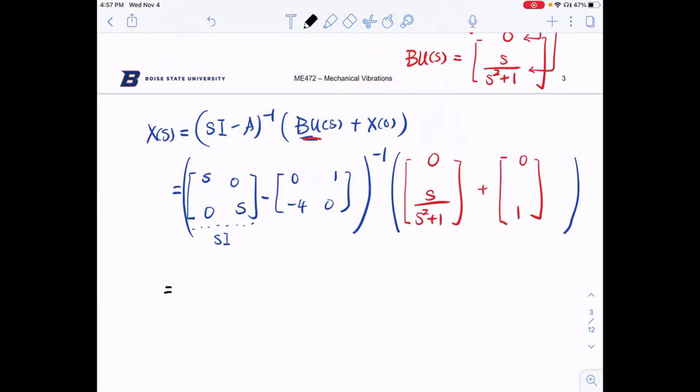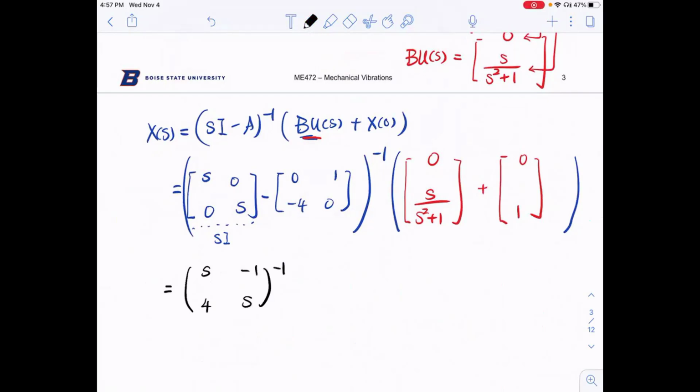So what you need to do is just merge all these terms. When you do the summation or subtraction, you need to find the difference for each entity. So s minus 0 is s, 0 minus 1 is minus 1, 0 minus minus 4 is positive 4, and then s. You have to invert it. And then the column vector here is 0 and 1 plus s over s squared plus 1. So what this X is, let me check it out.